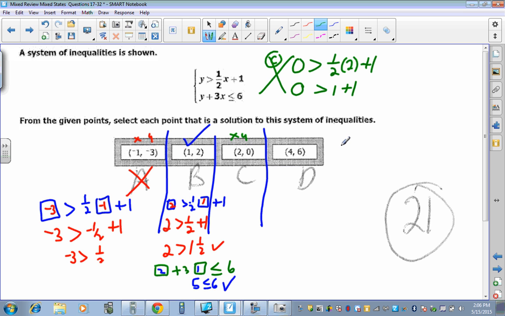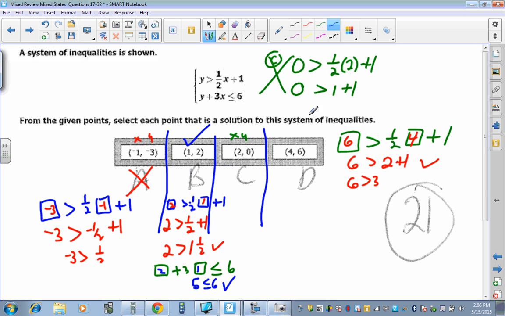Let's try D. You've got y greater than half x plus 1. So that's 6 and that's 4. Half times 4 is 2 plus 1. And so 6 is greater than 3. So that condition is satisfied. Let's try the second condition.